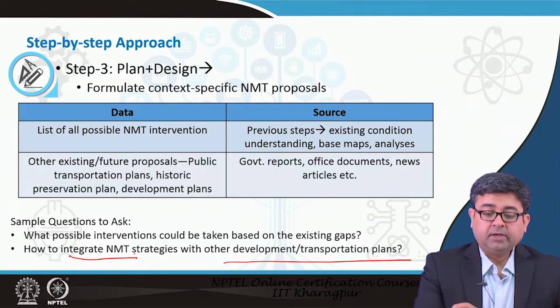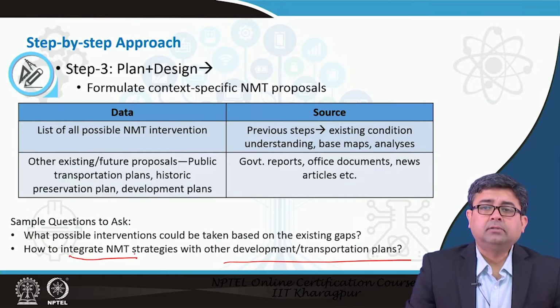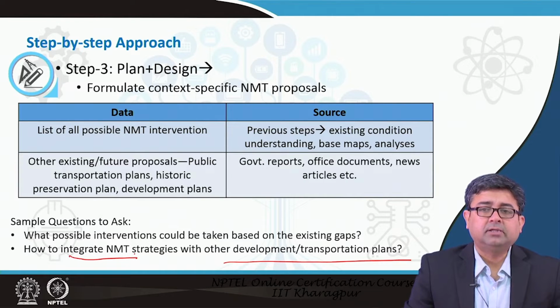So, for example, when we are talking about different types of interventions, you could have developing a new zebra crossing at an intersection versus putting a foot over bridge at the same intersection. Now, how do you prioritize between these two? This is a very common example in many Indian cities. Some junctions or intersections have foot over bridges for pedestrians to cross over, whereas some have good zebra crossings and signalized intersections. Given these 2 context specific proposals, how do you actually pick between them?